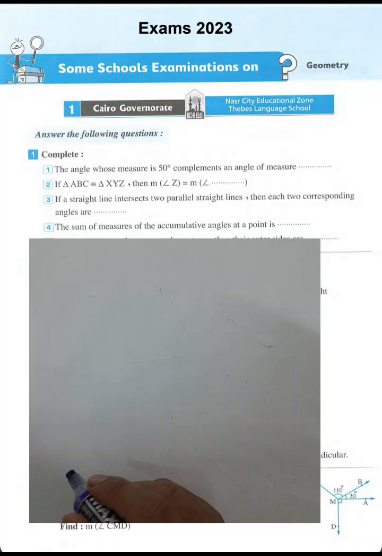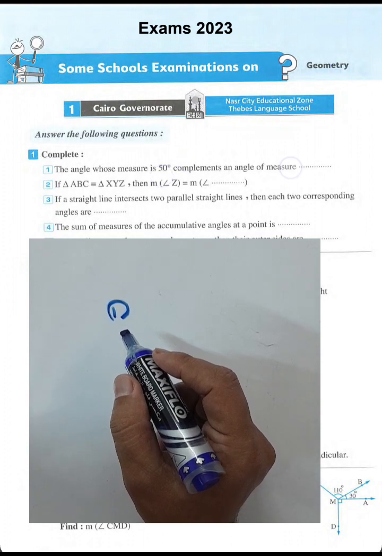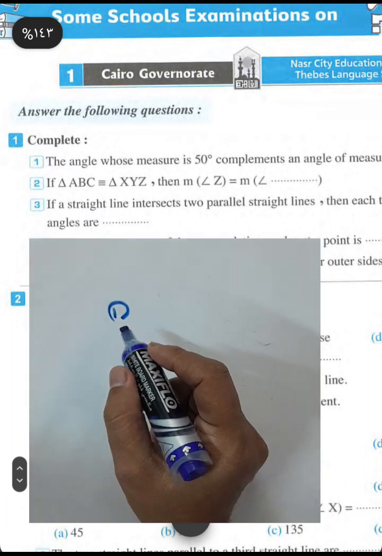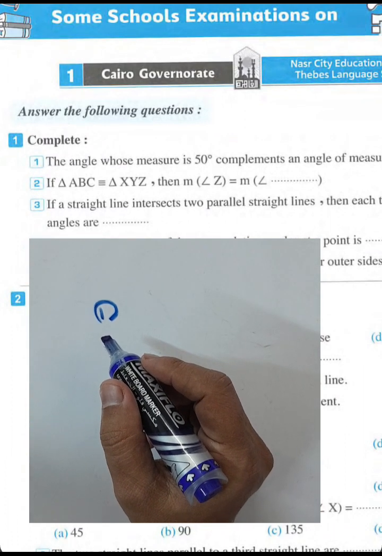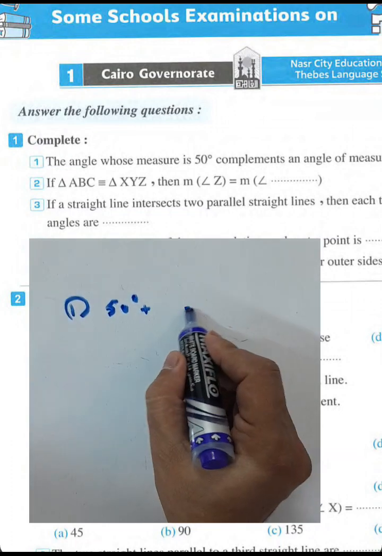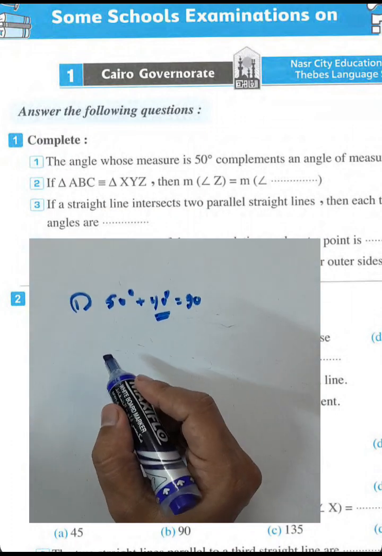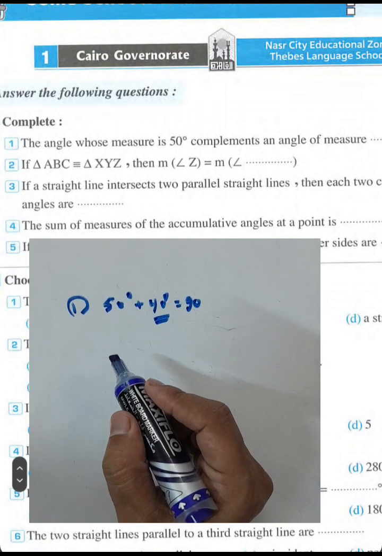Question number one. The angle whose measure is 50 degrees complements an angle whose measure is what? We know complements are about two angles, meaning the sum of the two angles equals 90 degrees. Then 50 plus what equals 90 degrees? 50 plus 40. Then the angle will be 40 degrees. The measure of this angle will be 40 degrees.